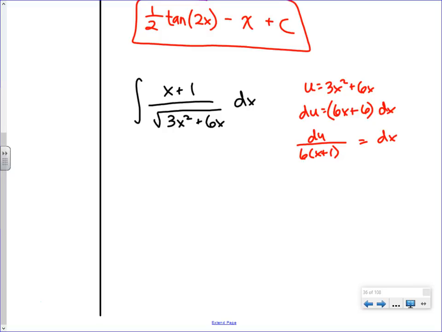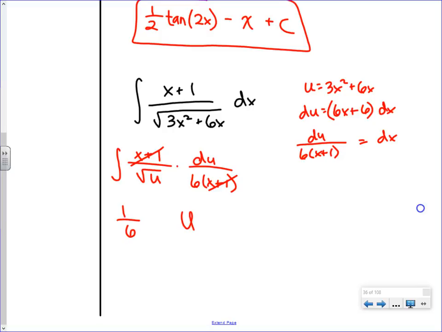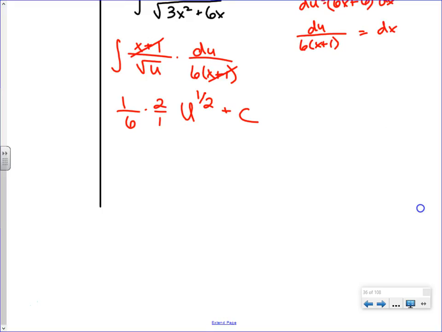Well, if I plug in right now, I have an x plus 1 all over the square root of u times du over 6 times x plus 1. Isn't that nice? Yes, 6 and x plus 1. Almost thought it was one of those nasty ones with completing the square. 2/3 u to the 3 halves. U to the negative 1 half plus 1. Ah, dang it, wrong. Let's do over 1. It's going to be 1/3 times u.